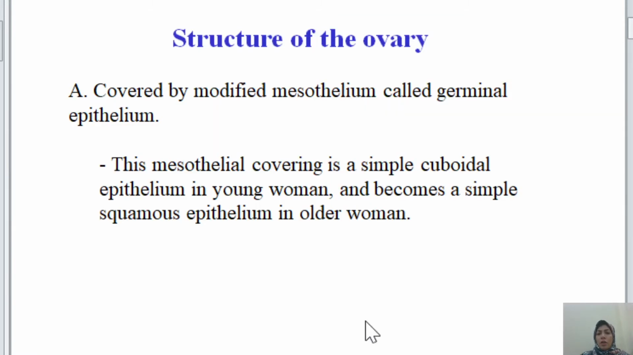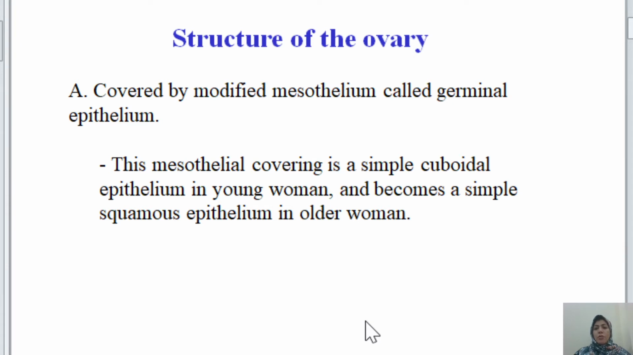Structure of the ovary. Now I want to explain what the ovary is and what its histological form is. As you know, ovaries are small, almond-shaped, and located in the pelvic cavity. The surface epithelium is a simple cuboidal epithelium known as the germinal epithelium, or we can say that the ovary is covered by a modified mesothelium called the germinal epithelium.